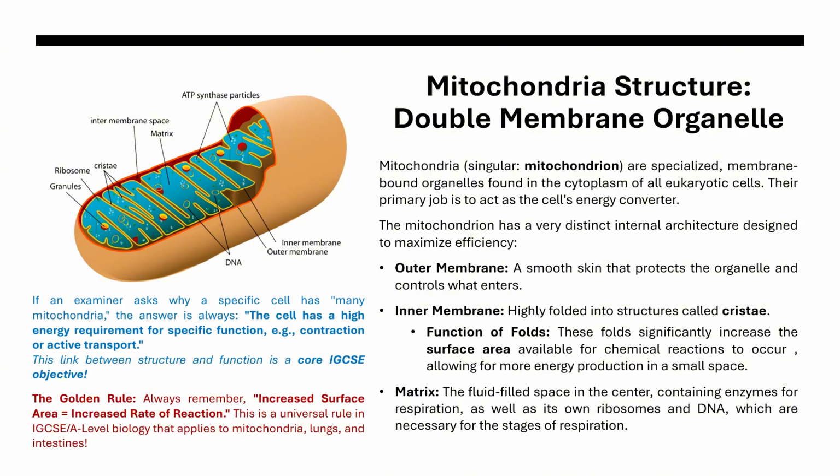This link between structure and function is a core IGCSE objective and in A level exams. So golden rule, always remember increased surface area is equal to increased rate of reaction. This is a universal rule in biology which applies to mitochondria, lungs and even intestines.